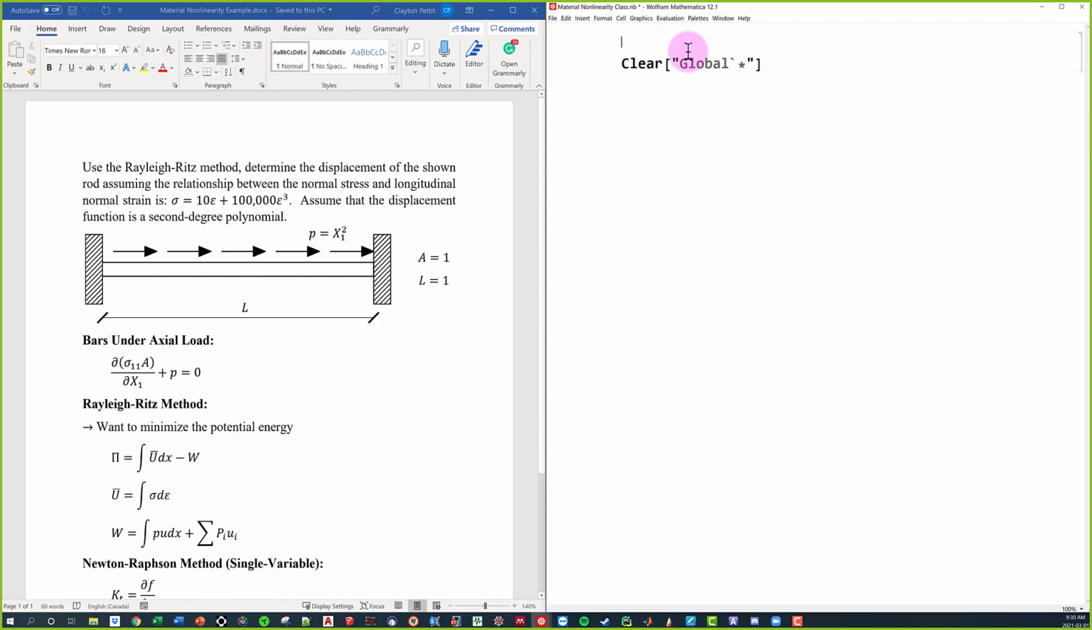I might as well just put material nonlinearity example.